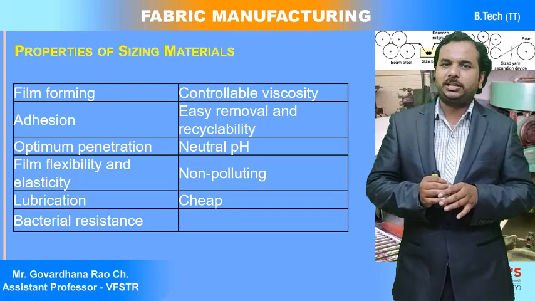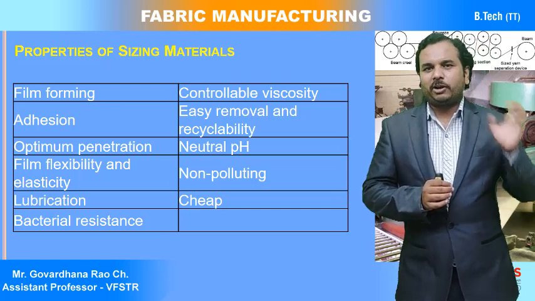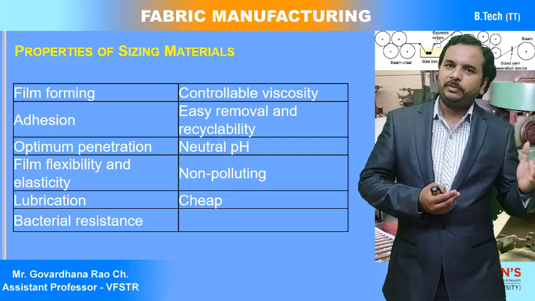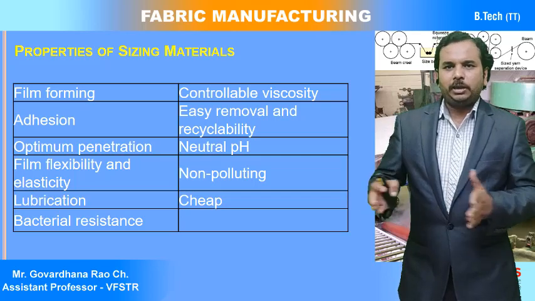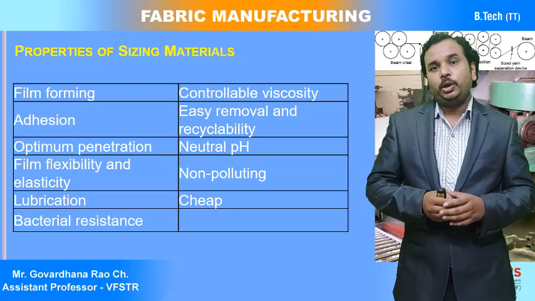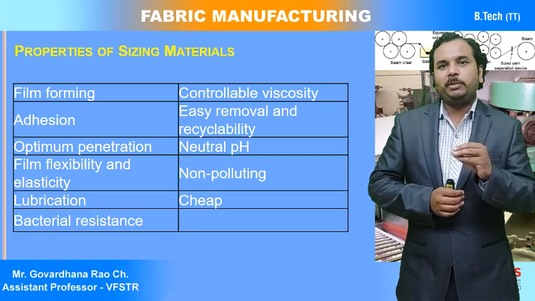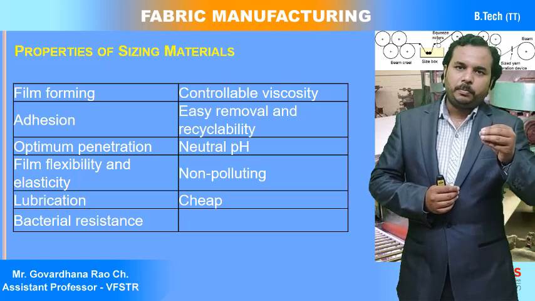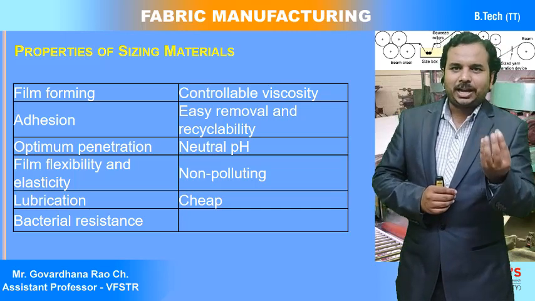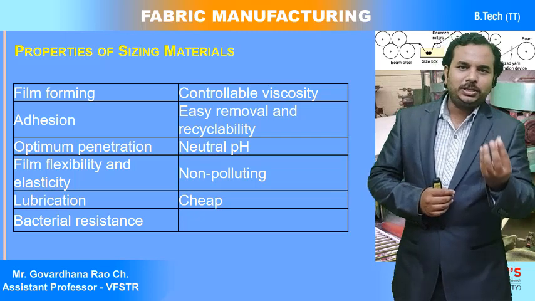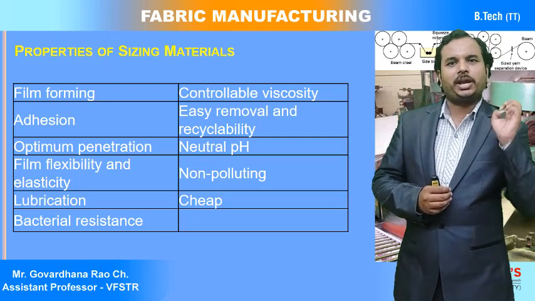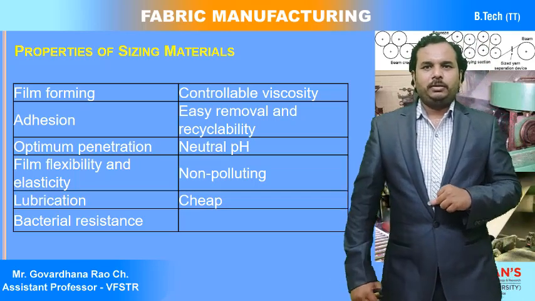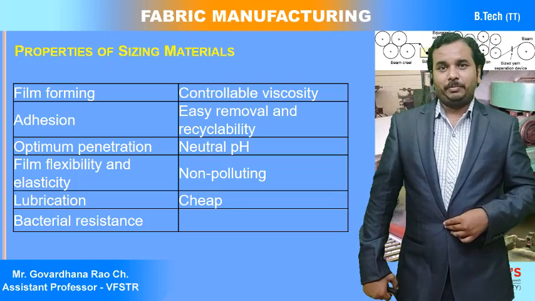It should be bacterial resistant, so there should not be any attack of bacteria within a short time. Because sizing and weaving take a time like 1 week to 10 days. So within these 10 days, there should not be any bacterial or fungal infections on the yarn, because the size ingredients are natural size ingredients. These natural size ingredients are very easy for bacteria to attack. So the bacterial resistance should be there in these sizing materials.